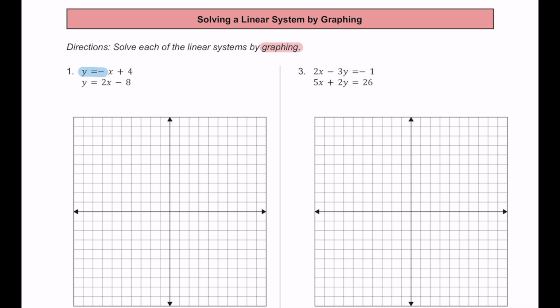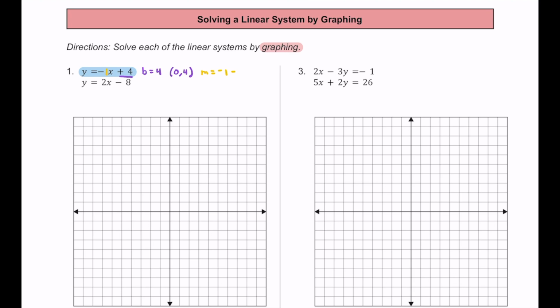For number 1, we have this first linear equation of y is equal to negative x plus 4. Right away, looking at this plus 4, we know the b value of this equation, or the y-intercept, is going to be 4. So we know that we're going to have the point (0, 4) that we can plot on the graph. The other thing to note right away is that we have a coefficient of negative 1 in front of the x here. So we know the slope here, or m, is equal to negative 1 because that's the coefficient for x.